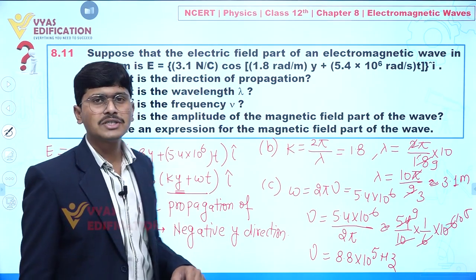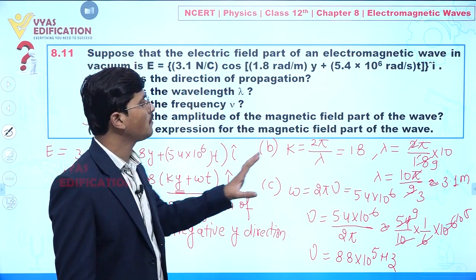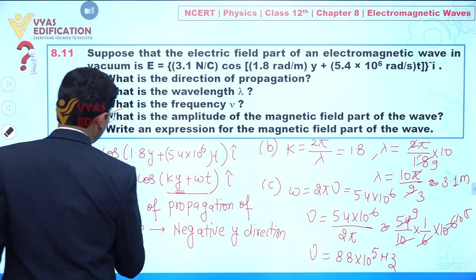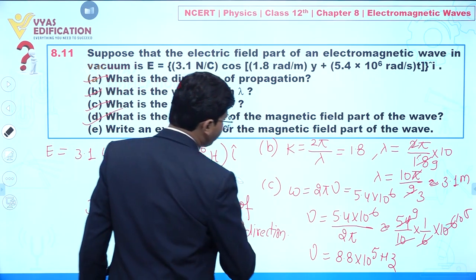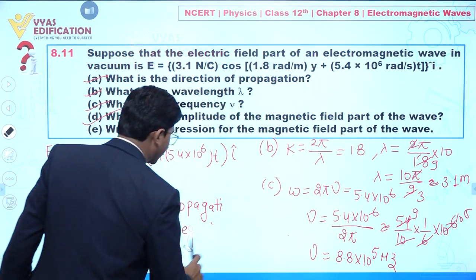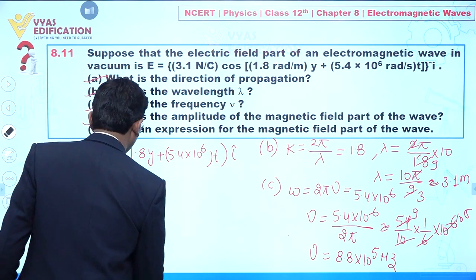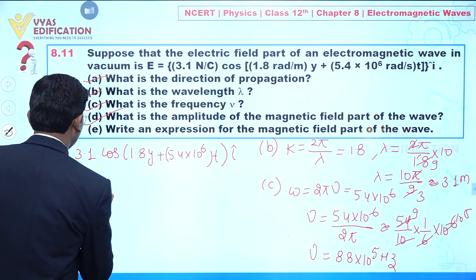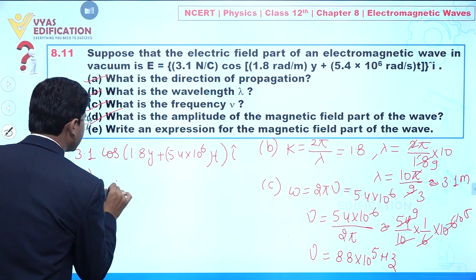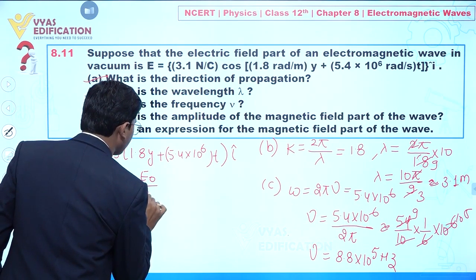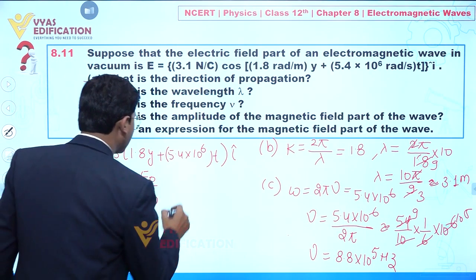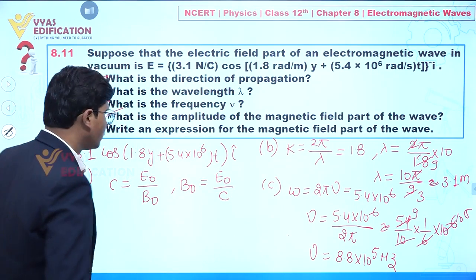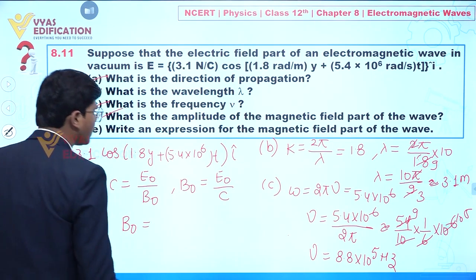Now our objective in this question is to calculate the maximum value of the magnetic field. So how can we calculate the maximum value? We know one relation between the speed of light, the maximum value of the electric field, and the maximum value of the magnetic field. This is part D. C is given by E naught divided by B naught. So we can write the value of B naught as E naught divided by C.